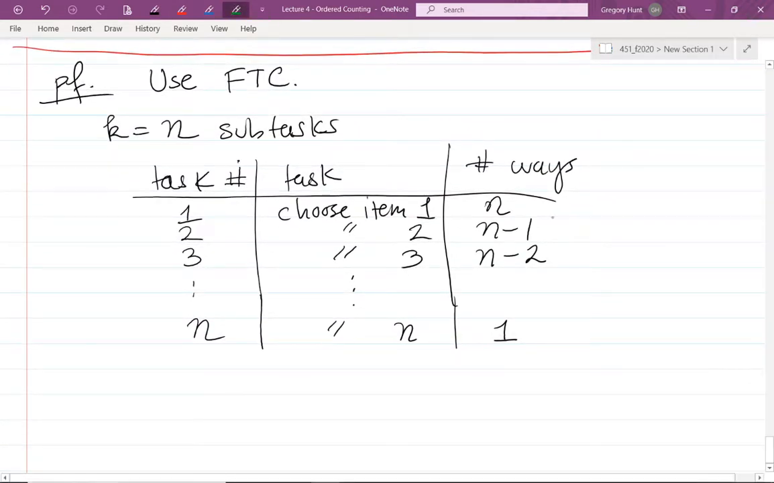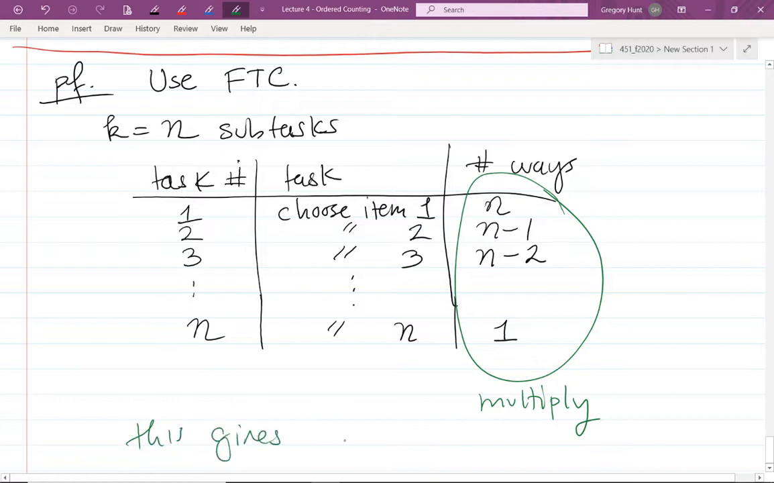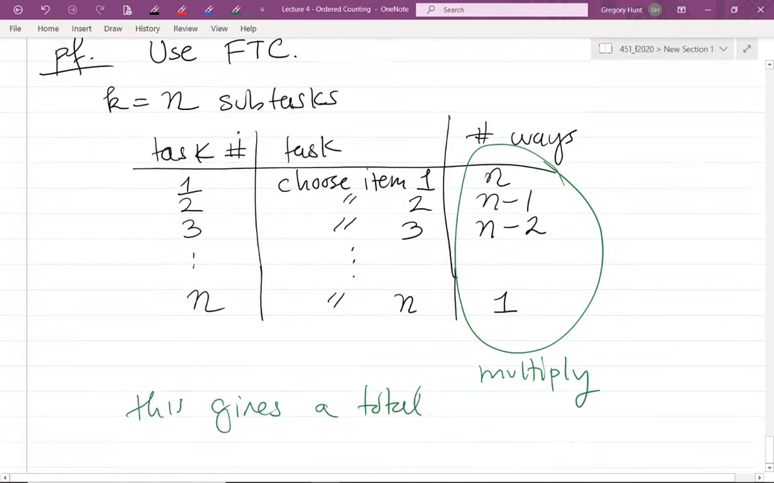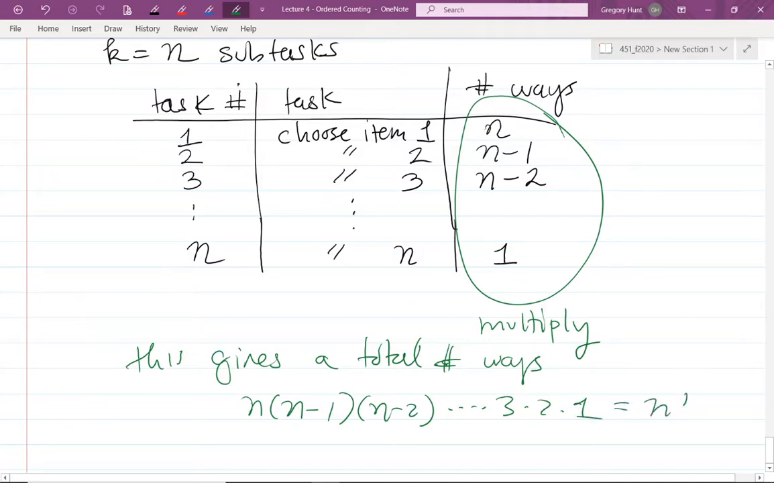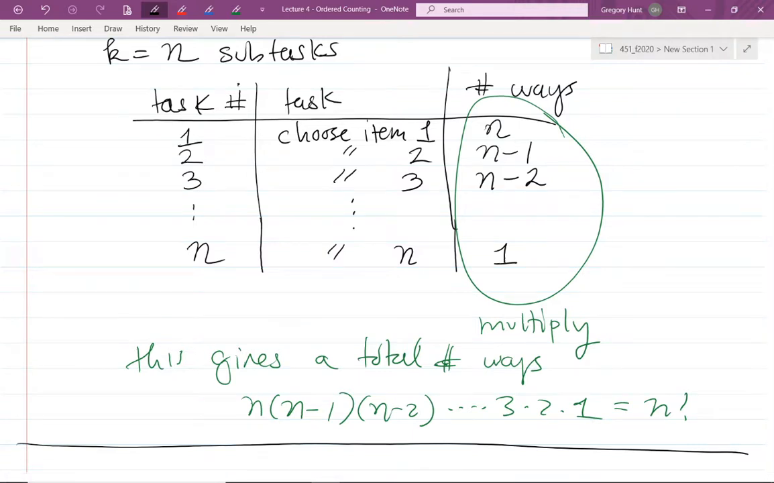And just like my card counting problem, I multiply these using the fundamental theorem of counting. I multiply the number of ways to do each of the subtasks, and that gives me a total number of ways to do the entire overall task. The number of ways is n by n minus 1 by n minus 2, ... by 1. That is n factorial ways. So it's basically that card counting problem and then the fundamental theorem of counting. Okay.